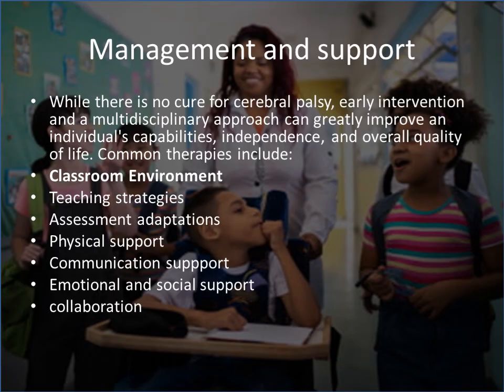On assessment adaptations, we should allow oral responses instead of writing, give extra time in tests, and also reduce writing. For communication and collaboration, use simple language, allow gestures or communication aids, be patient during responses, and encourage peer communication and support. On emotional and social support, encourage and praise effort, promote inclusion with peers, and avoid highlighting limitations.